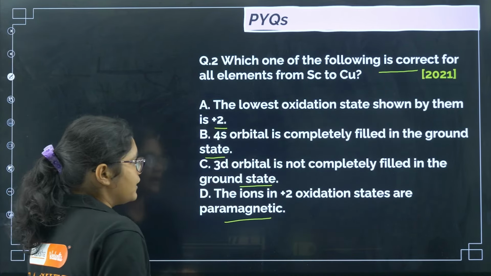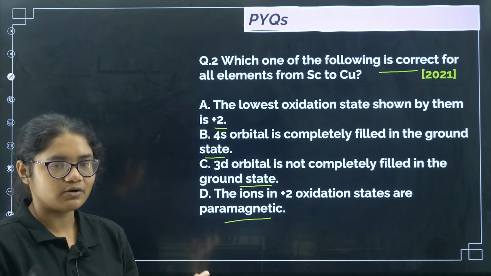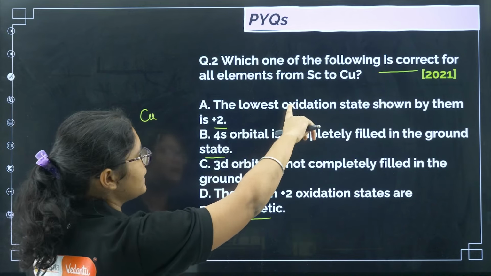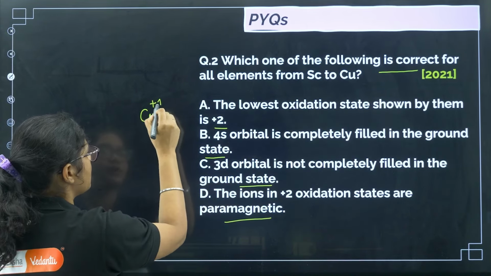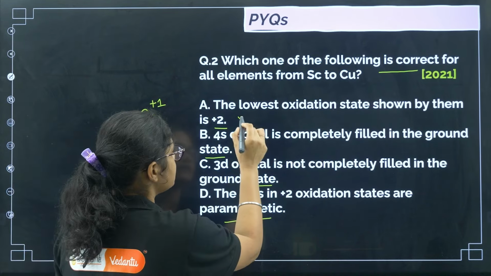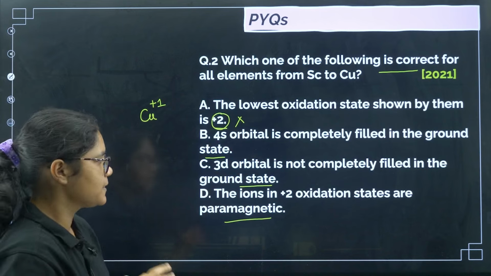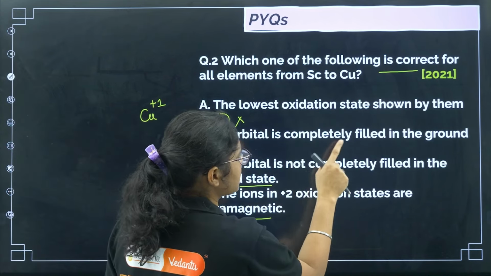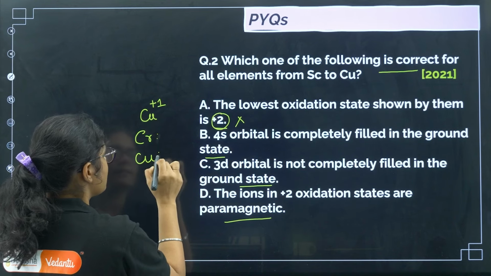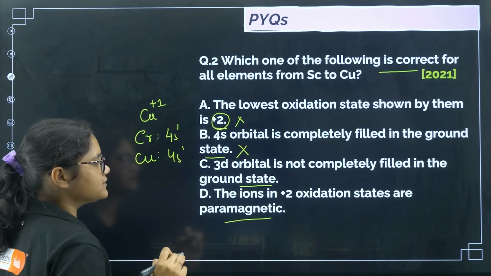Now, if you see the lowest oxidation state shown by them is +2. When we study oxidation state, we can see that copper is an element from scandium to copper, but it has a lowest oxidation state of +1, right? So that is why this statement is incorrect, because there is one element which shows even +1 oxidation state. Now coming to this, 4s orbital is completely filled in the ground state. Just now we saw for chromium and copper, the 4s orbitals are filled 4s1 and 4s1. So that is why this statement is also incorrect.